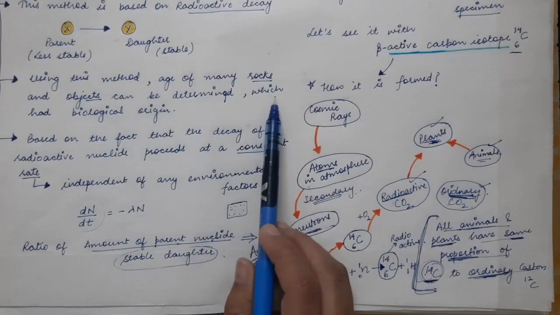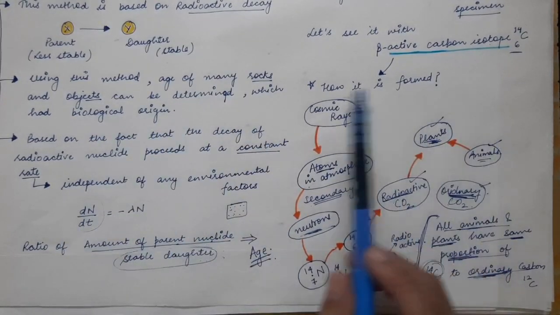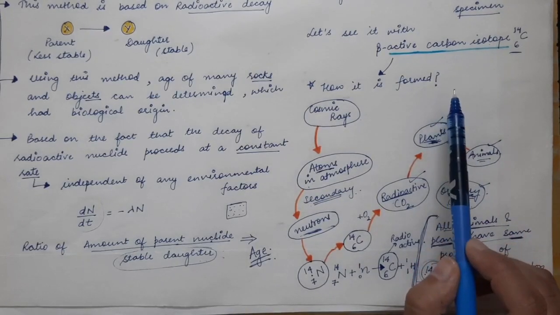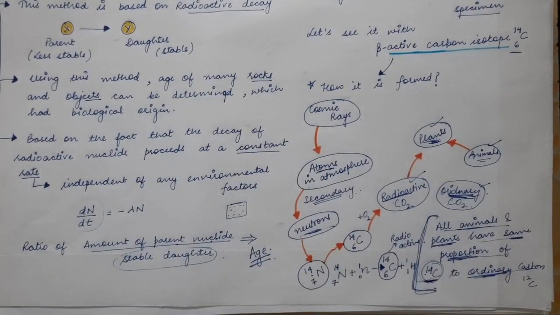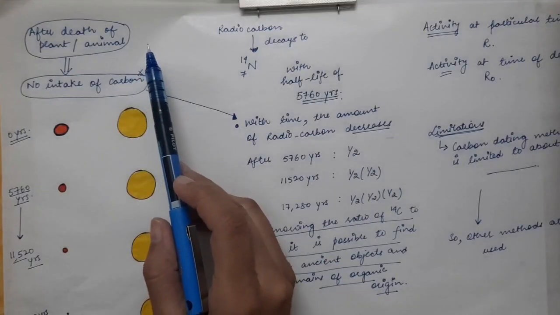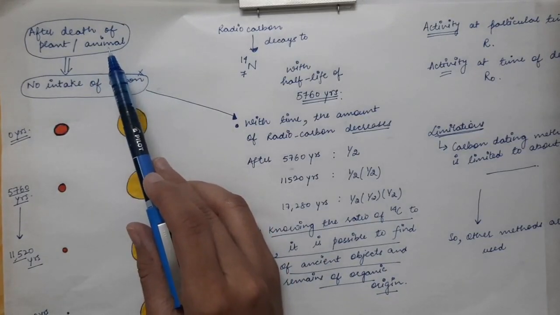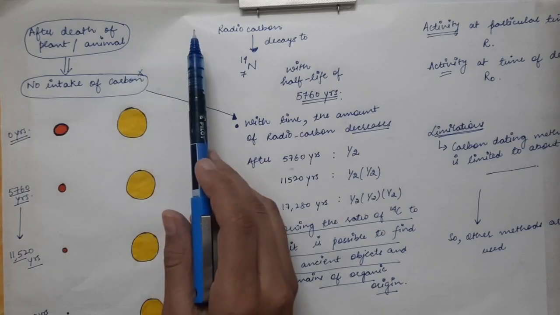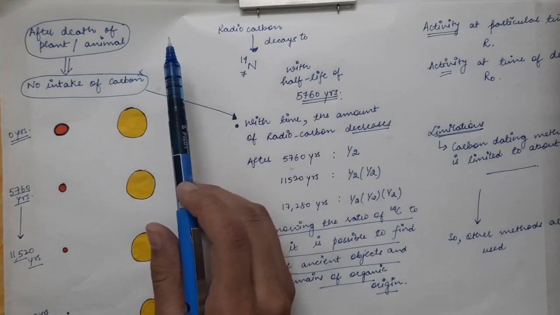that can be determined which once had a biological origin. So we will see how this whole procedure, how this radioactive carbon, helps us in determining the age of various rocks and objects. So now we had seen that when the animals or plants are living, they continuously consume the radioactive carbon as well as the ordinary carbon. So there is a continuous consumption of both types of carbon.